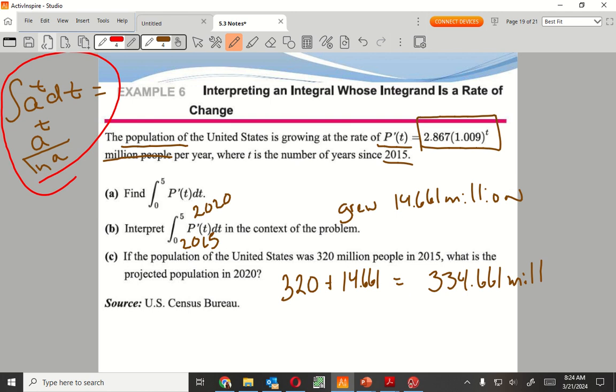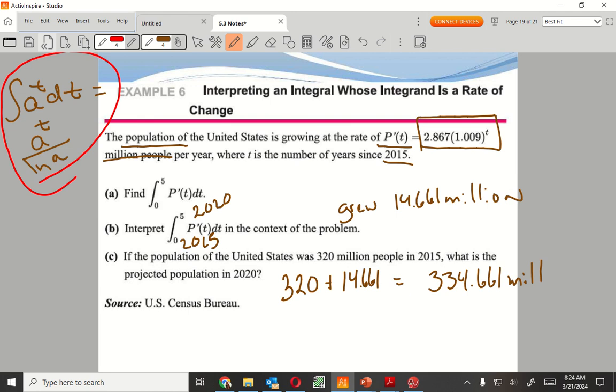U.S. population in 2015 was 320 million. That's from the U.S. Census Bureau. But what about 2020? Projected growth was actually 329.5 million. Okay. So was this an overestimation? Yeah, it was an overestimation on that one.